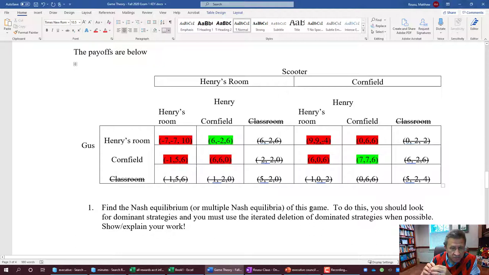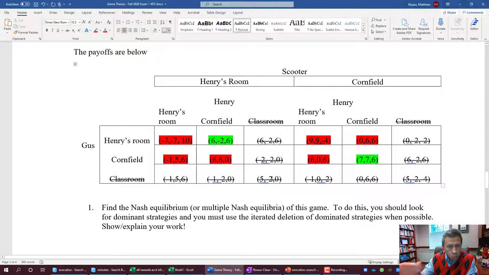Now, I specifically mentioned you should use the iterated deletion of dominated strategies when possible. If you want something a little bit interesting, go back and don't use the iterated deletion of dominated strategies. See if you can find some other Nash equilibria that are hiding within weakly dominated strategies. If you go back, you might end up finding that. But this is question one.